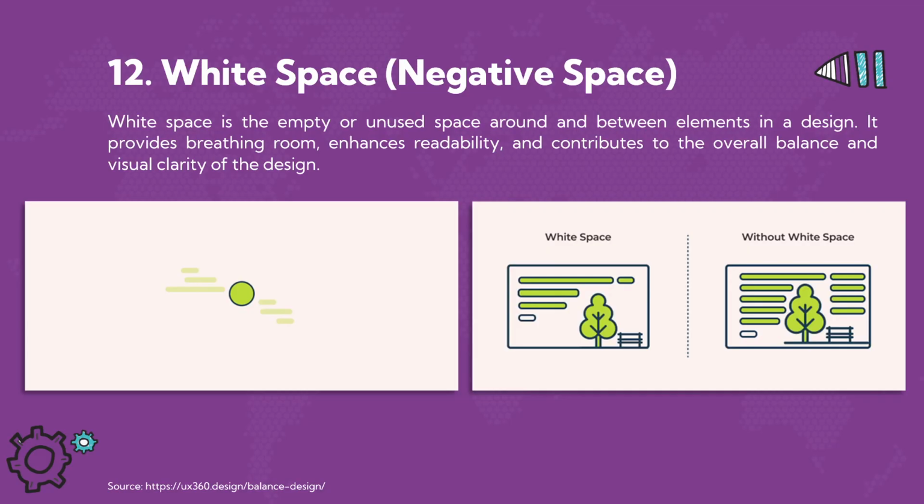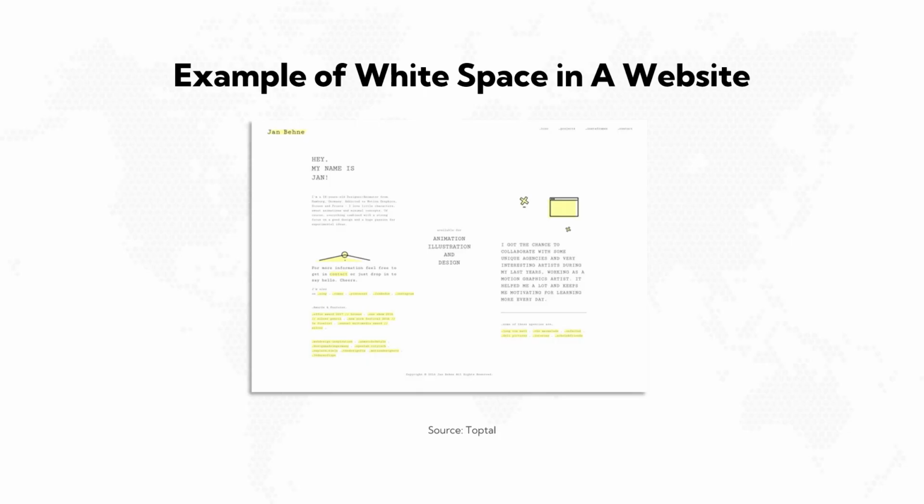We have white space, which is what we call negative space. It's just the empty, unused space around elements in a design. So it's widely used, which provides breathing room and enhances readability and also contributes to the overall balance and visual clarity of the design. So this is an example of white space in a design.